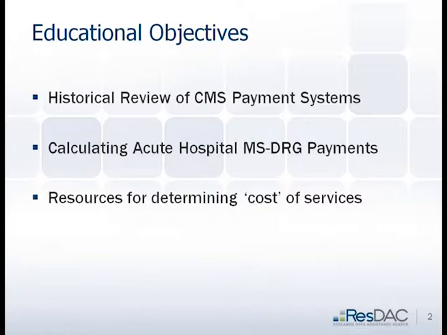The ones that I hope to talk about today is just a historical review of CMS payment systems. Most people in this room may be more interested in looking at current times, but if you're looking at trendings of costs of certain procedures and things like that, it's always important to know how things were paid in the past to make sure that you're maybe looking at comparisons of apples to apples, or if you see a trend that jumps suddenly, maybe there was a difference in the payment system that would make a difference because of that. I'm also going to talk about calculating acute hospital MS-DRG payments, and then lastly provide you some resources for determining some costs of service in Medicare systems.